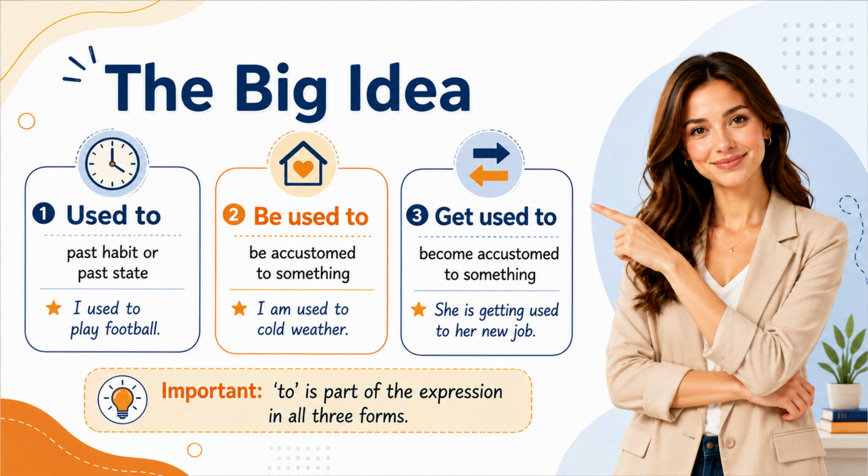We can also say, she used to live in Hanoi. Living in Hanoi was true in the past, but she does not live there now. In a negative sentence, we normally say, we didn't used to like coffee. Notice that after didn't, we write used to without the letter D. An important rule is that after used to, we use the base verb, not the ing form. So we say, I used to play, not I used to playing.